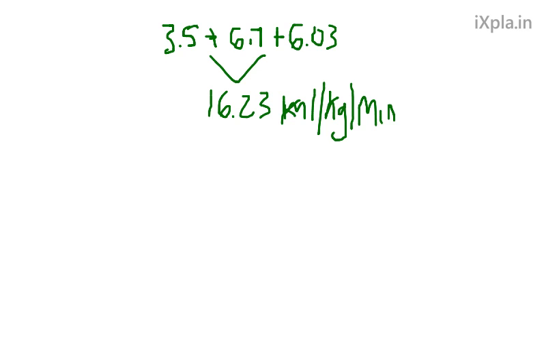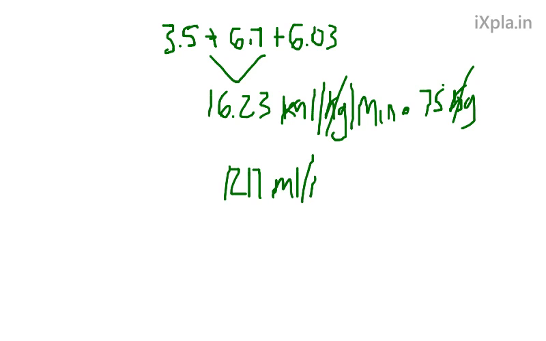So in order to do this, you have to do a few steps. In order to cancel kilograms, you multiply it by how much he weighs, which is 75 kilograms. This will cancel kilograms. Now after we do this a few times, this will be very easy to do. That will be 1,217 milliliters per minute. Remember, you're trying to see how many calories are burning per minute.